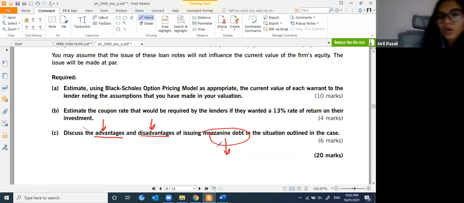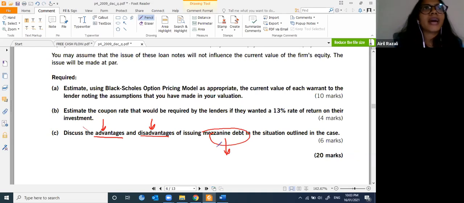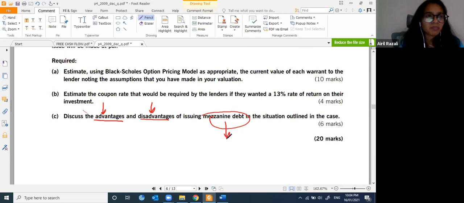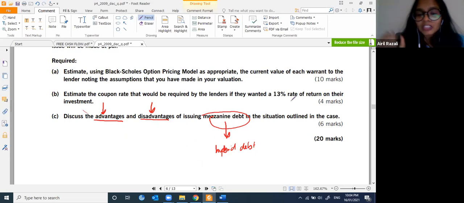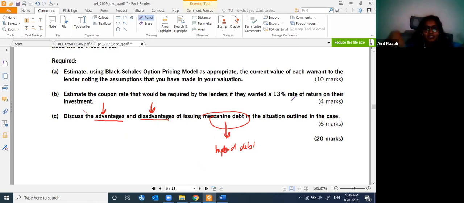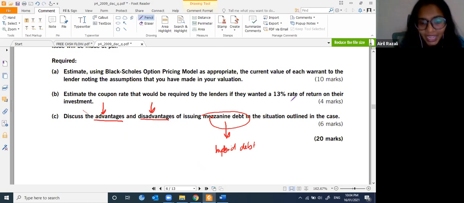Okay, what you need to do is first identify the key words. So you need to know what is a mezzanine debt. Mezzanine debt is a hybrid debt. So you need to know what is the advantage and the disadvantage of a hybrid debt first. For you to be able to answer this kind of question, the keywords are very important. So you identify the keywords, and then from there, you build your answer. So you need to have a thinking process. So what is a mezzanine debt?